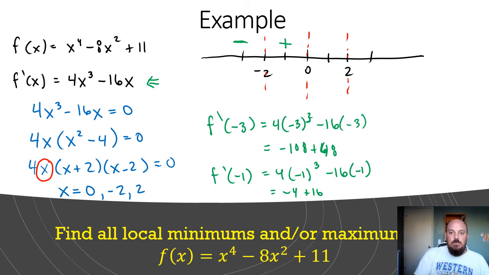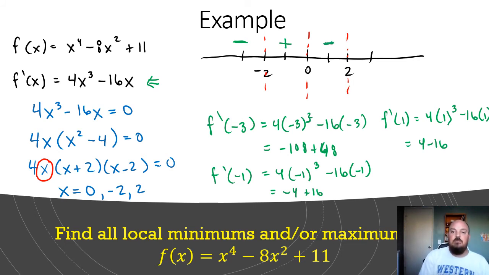Okay, the next one I'm going to choose is positive 1. And that would be 4 times 1 cubed minus 16 times 1. And that would give me 4 minus 16. That one's negative 12, so I'm going to put a minus right there.